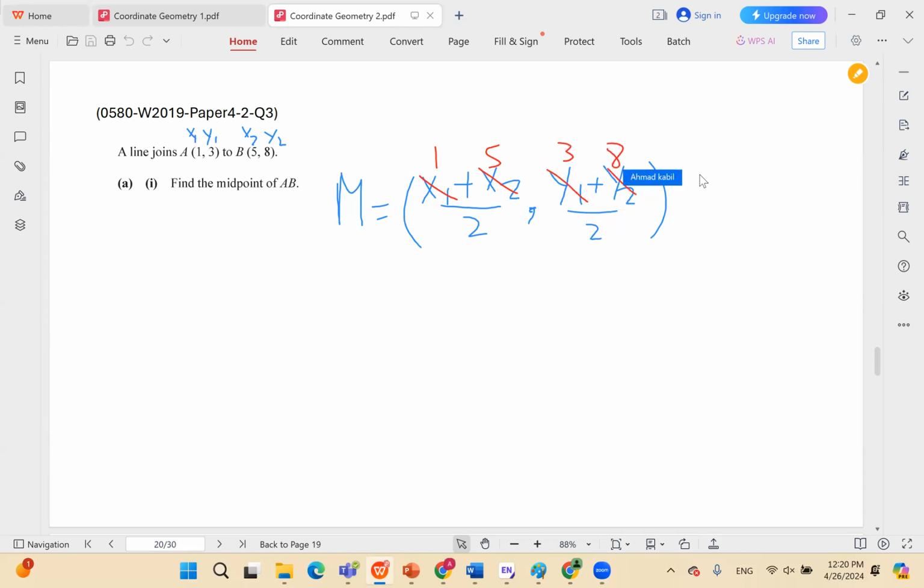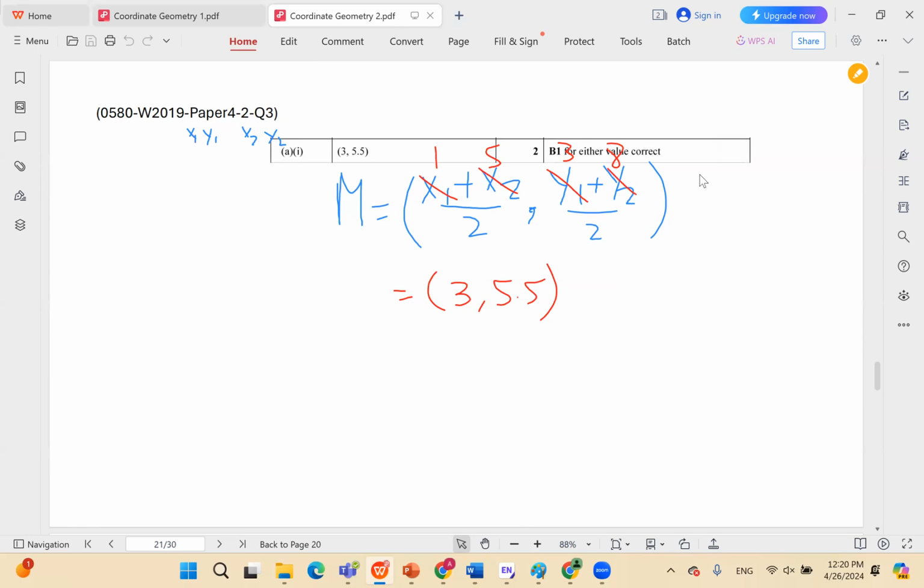So 1 plus 5 is 6, 6 over 2 is 3, 3 plus 8 is 11, 11 over 2 is 5.5. So our point is (3, 5.5). And this seems to be the correct answer here.